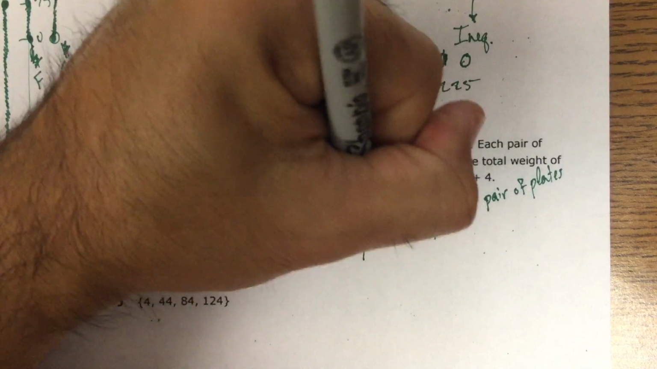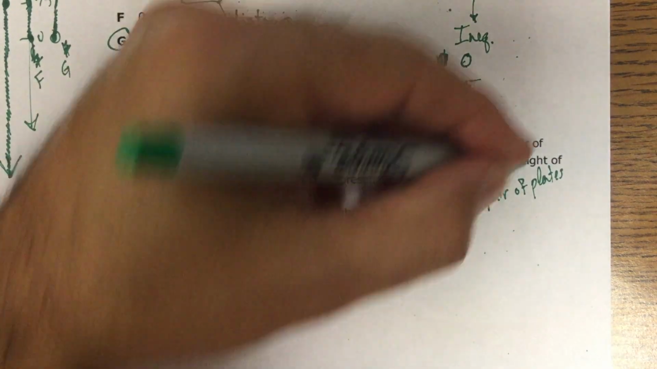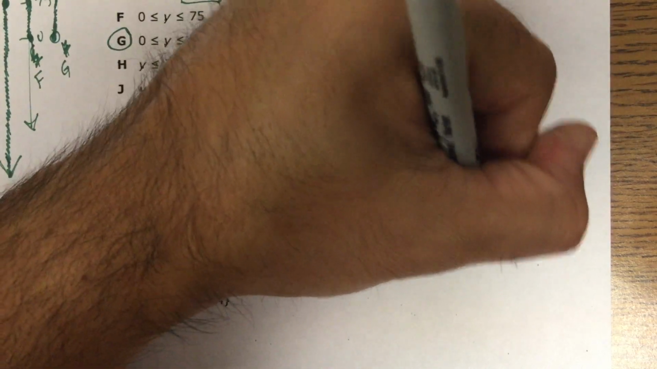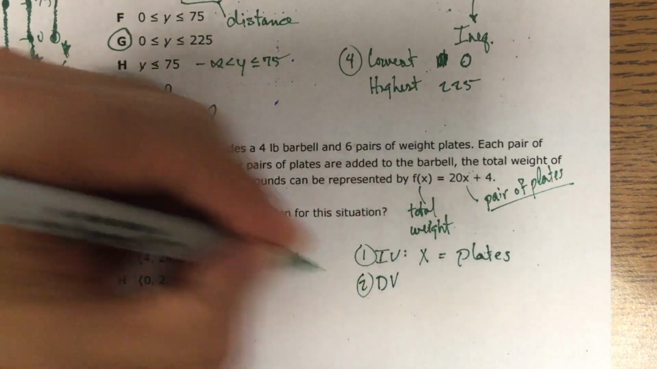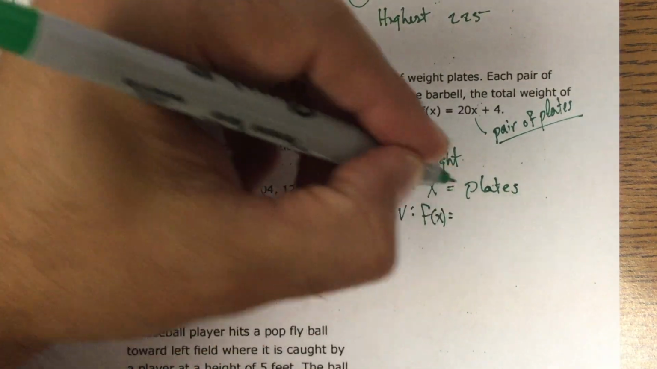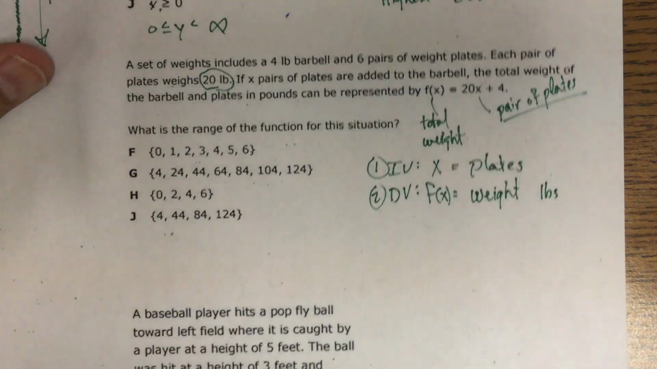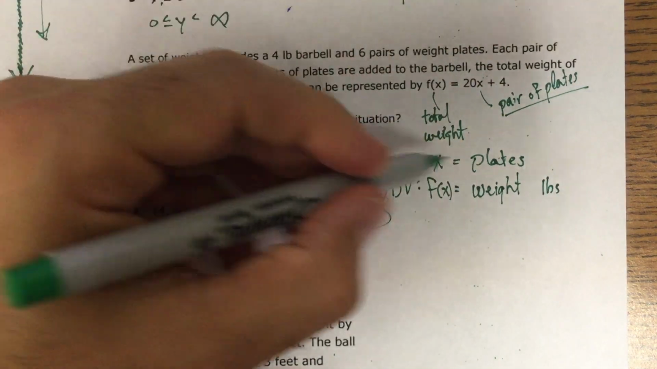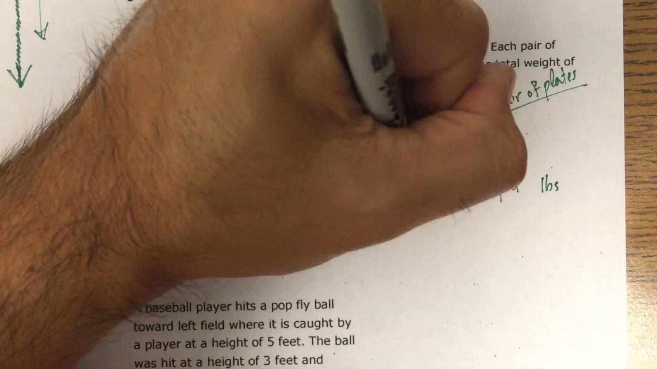Now let's work the problem. Step 1, what's the independent variable? The independent variable is x, which we said was pairs of plates. I'm going to put plates. Step 2 is the dependent variable. We said the dependent variable was f of x. We said that was the total weight, like in pounds. And step number 3, is the independent variable plates counted or measured? Do you count the number of plates or do you measure the number of plates? We're going to count the number of plates.